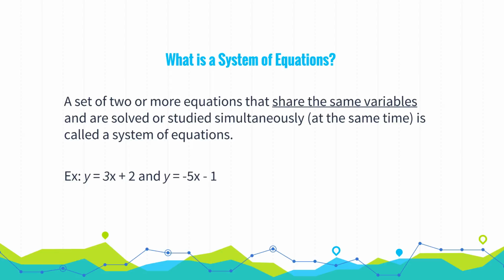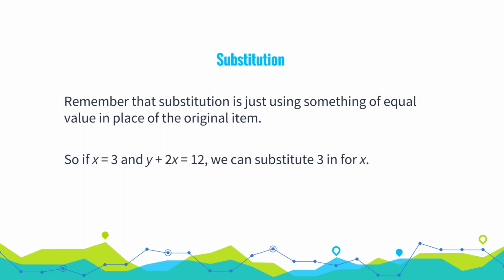Just remember, a system of equations is just me giving you more than one equation, and I want you to tell me where they cross each other. Where do they intersect? So for example, these two equations below, we want to know where in the world they will end up crossing each other on a line. I want to know that specific point. That's what it means to solve a system of equations.